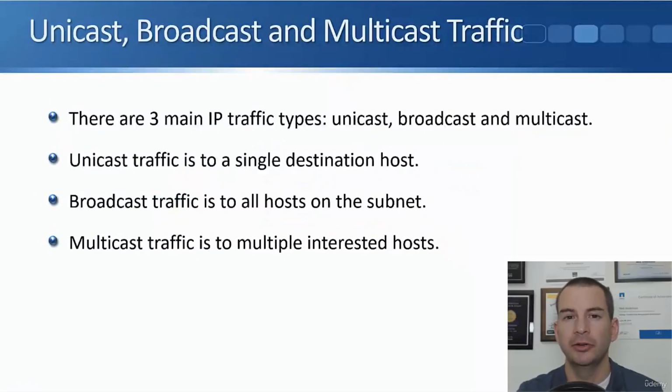In this lecture, you're going to learn about the three main types of traffic that we'll send over an IP network, which are unicast, broadcast, and multicast. Unicast traffic goes to a single destination host. Broadcast traffic goes to all hosts on the subnet, and multicast traffic goes to multiple interested hosts. So let's have a look and see how this works.